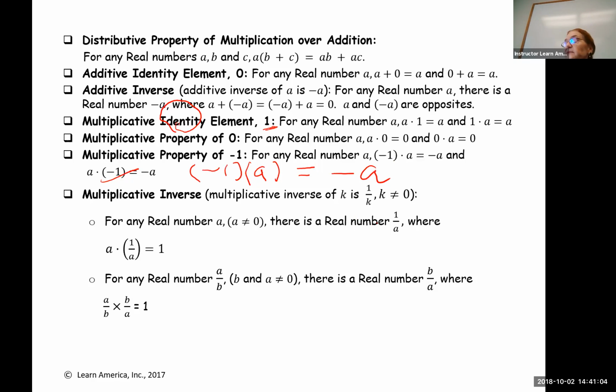And every number except 0 is going to have a multiplicative inverse, which is something we call its reciprocal. For any real number A, as long as A is not 0, there's a real number 1 over A, such that A times 1 over A gives you the multiplicative identity, which is 1. And if there are real numbers A over B, where both A and B are not 0, then there must be a real number B over A, which when multiplied produces the identity. So this B over A would be called the reciprocal of A over B, or the multiplicative inverse. So multiplicative inverse is the fancy name for reciprocal.